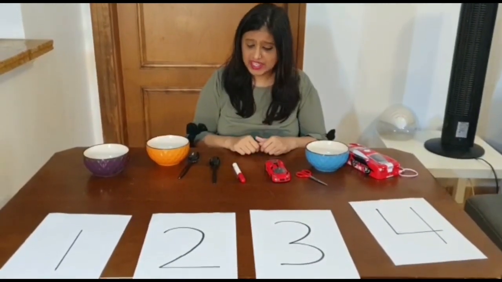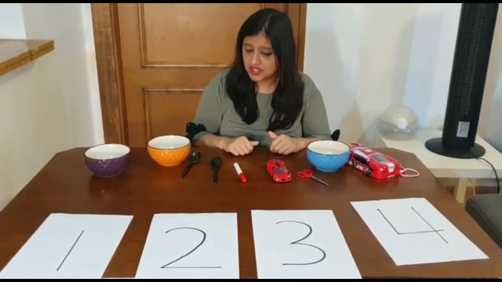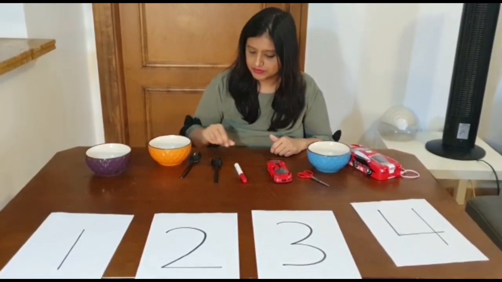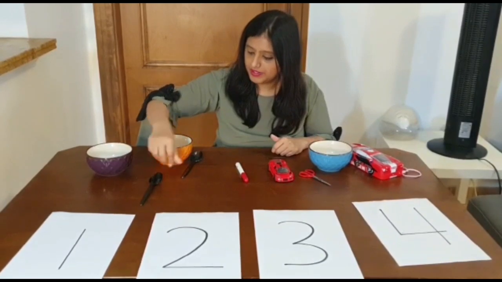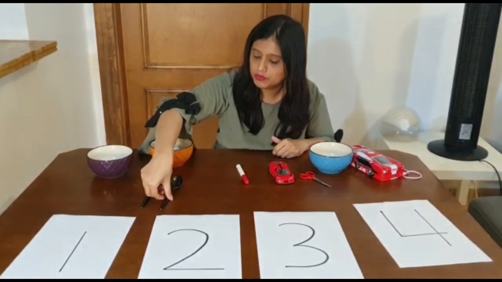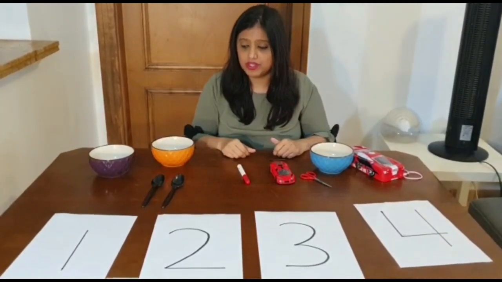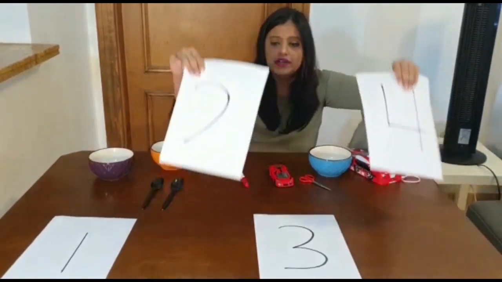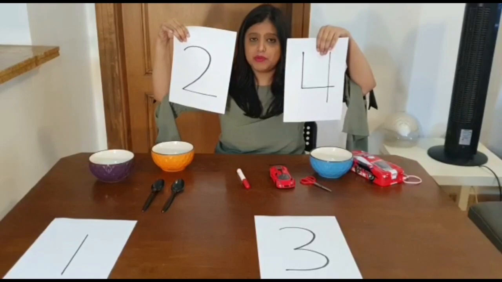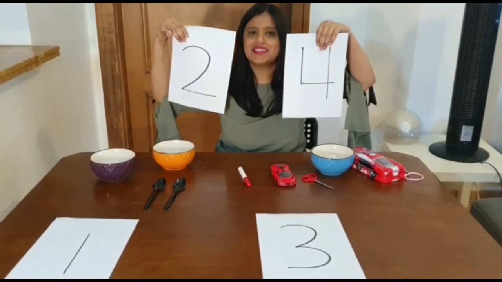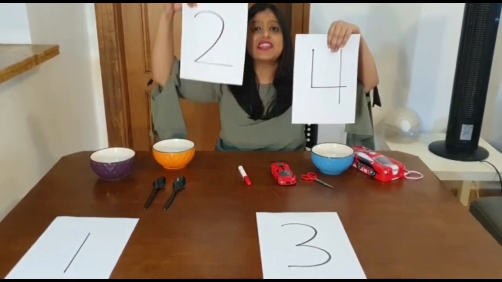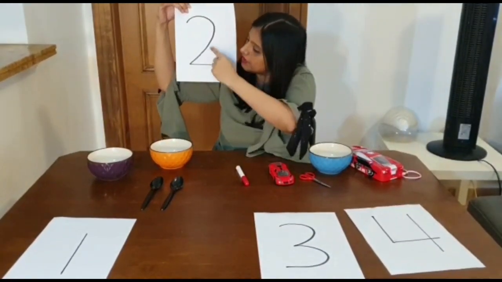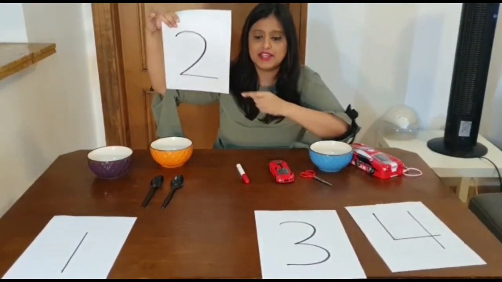Now children, can you tell me how many spoons are there on my table? Let us see how many spoons are there. 1, 2. Yes, we have only 2 spoons. Let us identify the number 2. Can you tell me which is the number 2 in this? Yes, you are right. This is the number 2. This is how the number 2 looks like.